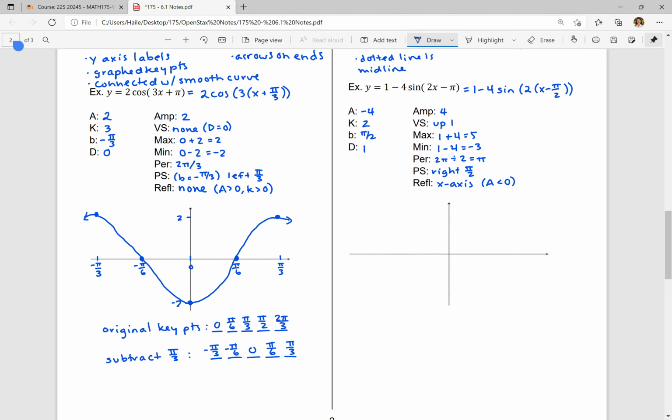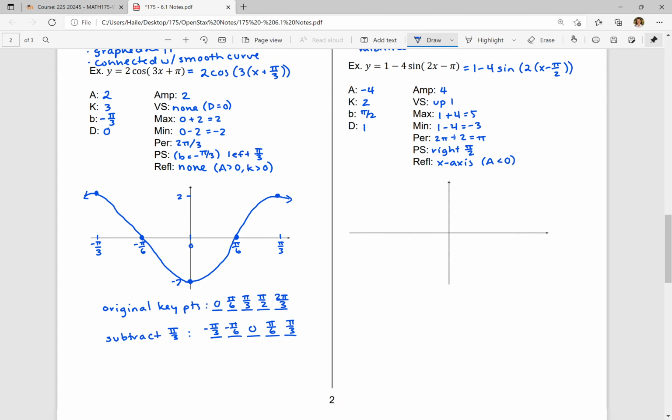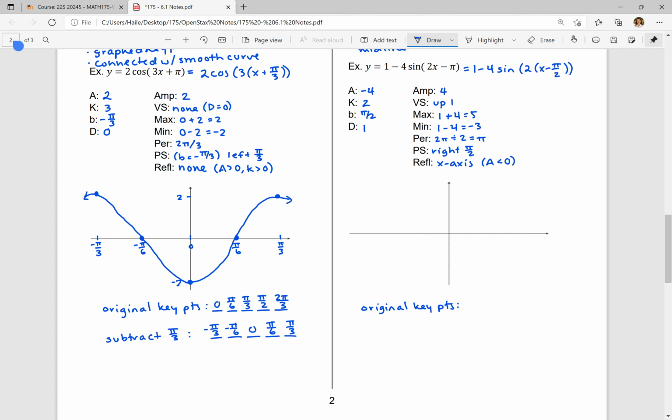Okay, so that's all of our information about the graph. Now we need to translate this into a picture. So once again, because I have a phase shift, I'm going to figure out my key points on the x-axis down below. So our original points, we're going to get from the length of the period. So we start at 0 and we go up to pi. The point in the middle of 0 and pi is pi over 2. And then the midpoint of that first half is pi over 4. And the midpoint of that second half is 3 pi over 4.